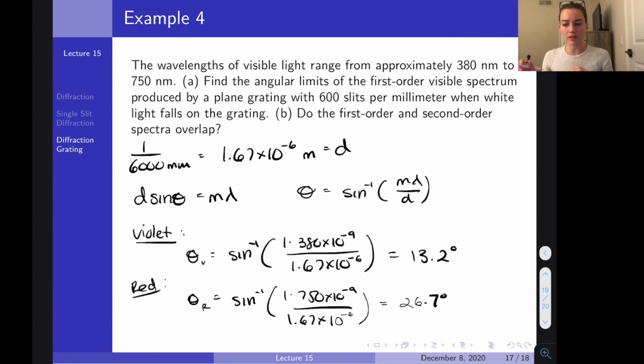Again, I'll include a picture of this when I upload the slides, so you can get a better visualization. And then for part B, we want to know, do the first and second order spectra overlap? Since our red goes all the way out to 26.7, does m equal to 2 for violet start beyond that or before that? If we plug in the second order, m equal to 2, for violet light, is the angle below 26.7 or above 26.7?